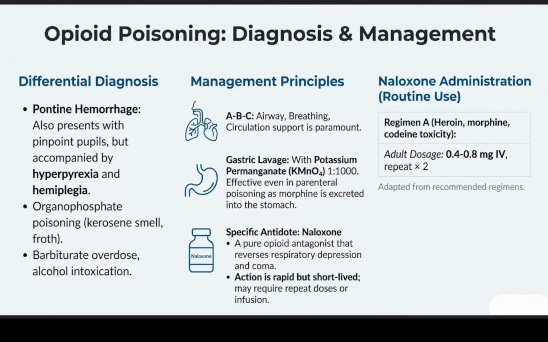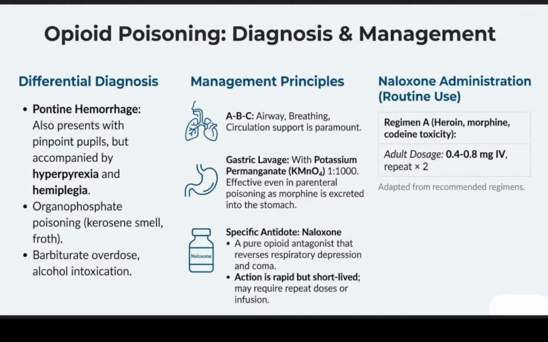Okay, the specific antidote is naloxone. That's a pure opioid antagonist that reverses the respiratory depression and coma. And how are we going to administer naloxone? For an adult, it is 0.4 to 0.8 milligram intravenously, and then repeat twice. Next, let us see about alcohol intoxication.